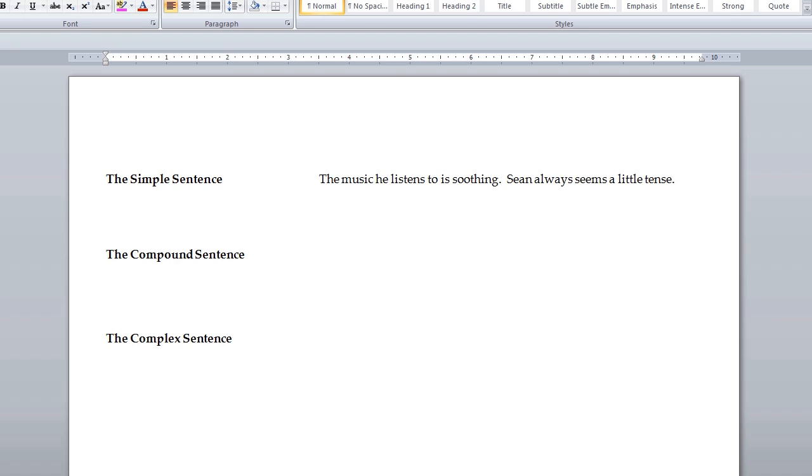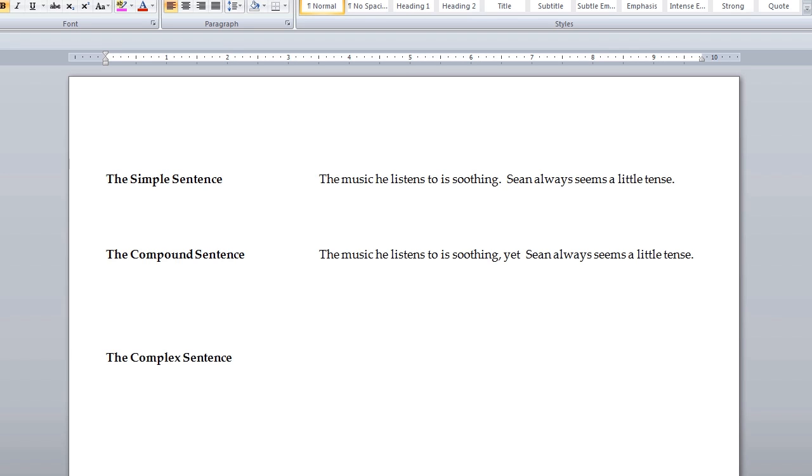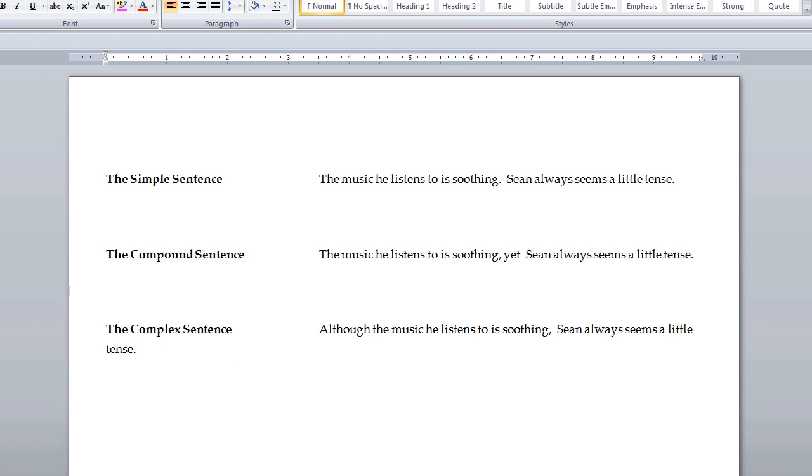But what about a compound sentence? Could we use yet? That works. The music he listens to is soothing, yet Sean always seems a little tense. Good. And let's use the complex construction that I have. Although the music he listens to is soothing, Sean always seems a little tense. I like the complex sentence. How about you? How'd you do? Did you try to use the word because? I did, and it didn't work. It doesn't make sense to say, because the music he listens to is soothing, Sean always seems a little tense. Okay, that's it. The complex sentence.